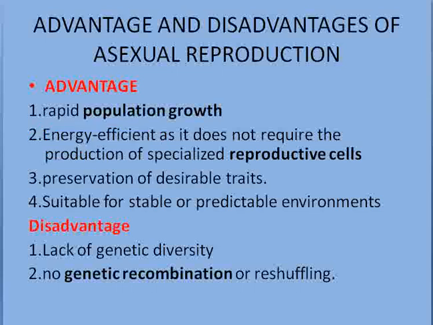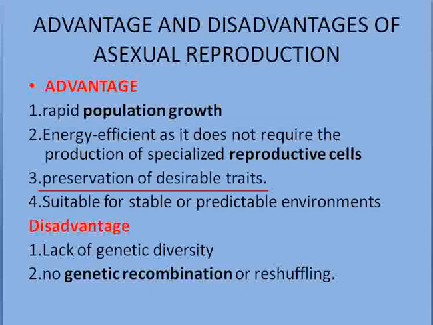And the third one, preservation of desirable traits. Because of asexual reproduction, the characters are passed from the parents to the young one as they are, whether they are desirable or undesirable characters. But they are passed from the parents to the young one directly.